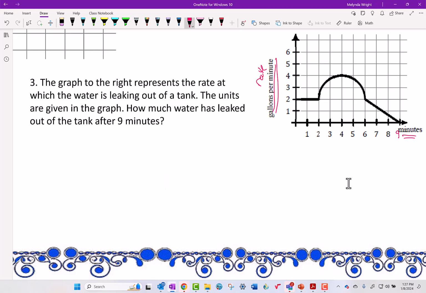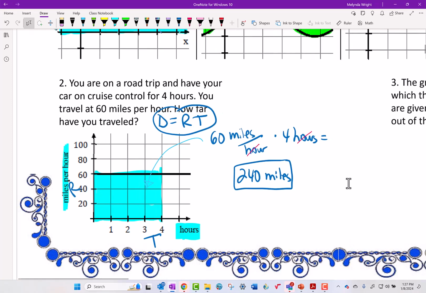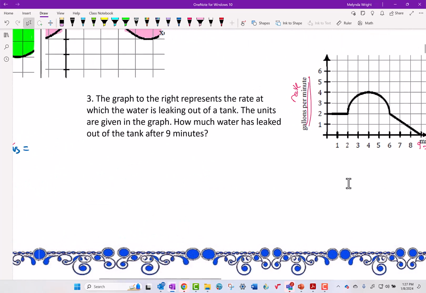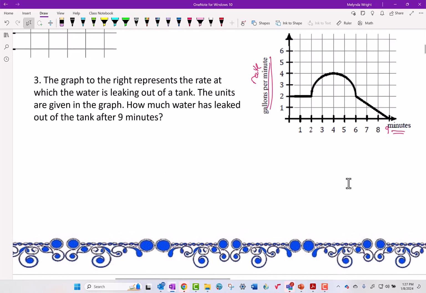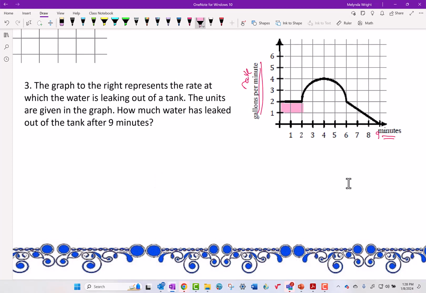I want you to refer to this right here. When we were looking for the distance, what did we do? We multiplied the rate times the time, right? Here we're looking for the amount of water that's leaked out. We're going to multiply the rate times the time. And so we're actually going to calculate this area under the curve, all of this right here. These are geometric figures, so we don't need to use the calculus techniques which you're going to learn.